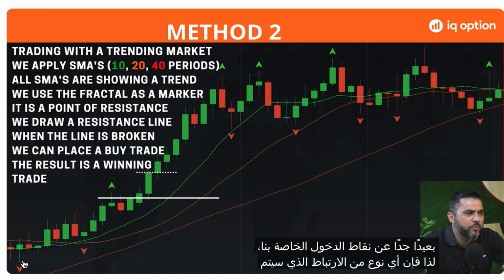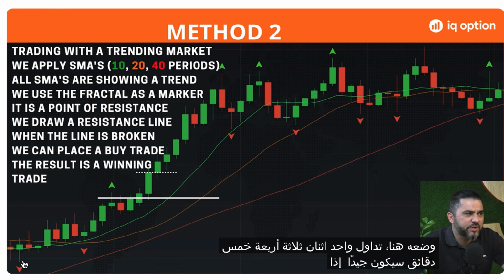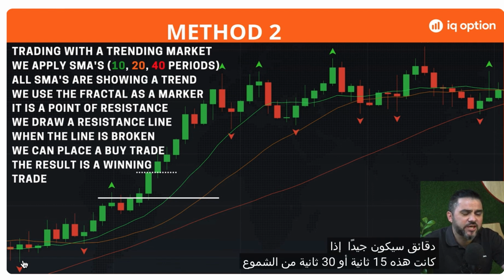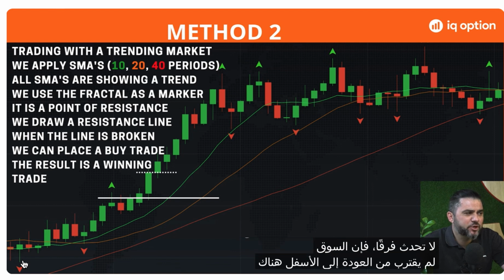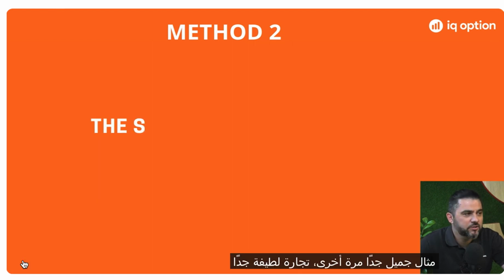So any type of binary trade we placed in here, 1, 2, 3, 4, 5 minute trade would have been fine. If this is 15-second or 30-second candles, doesn't make a difference. The market came nowhere near coming back down there. Very nice example for, again, a very nice trade.